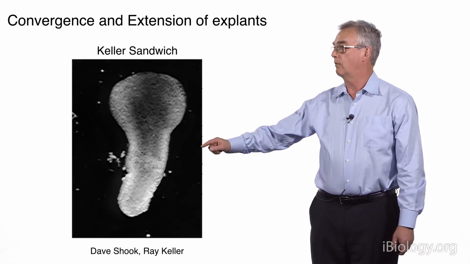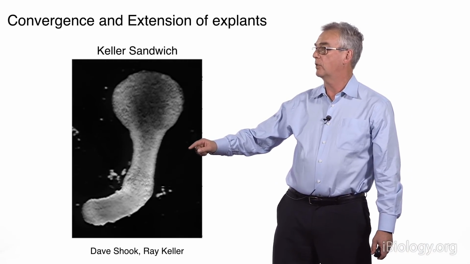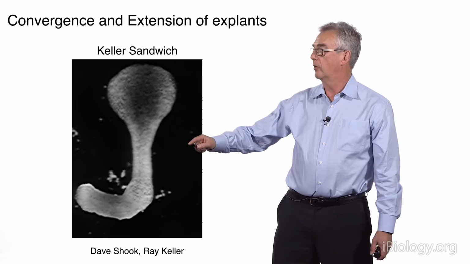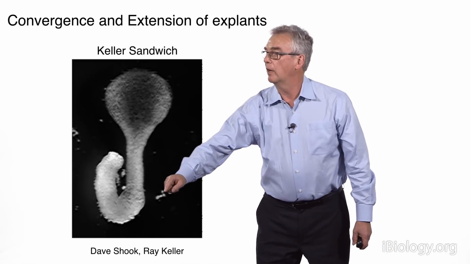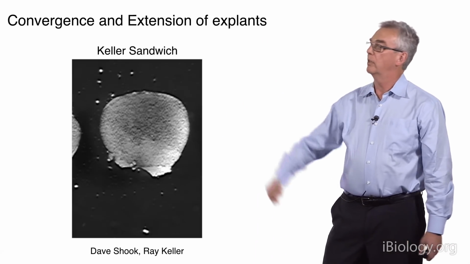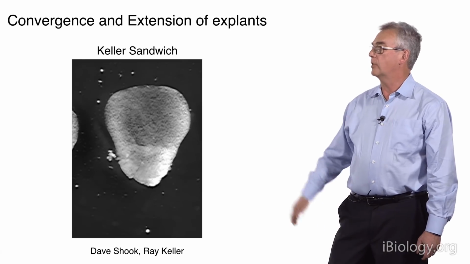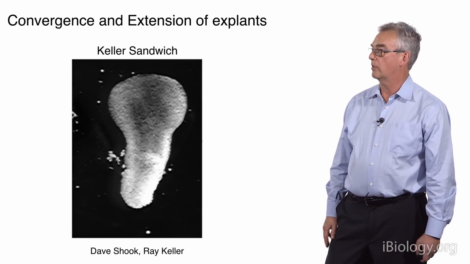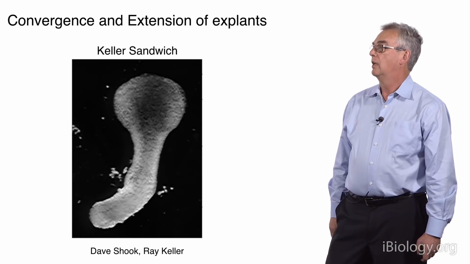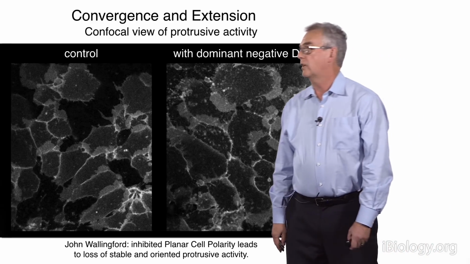Now, in this case, we keep it flat underneath pressure from a cover slip, whereas in the normal embryo, all of this stuff down here would have crawled underneath and up the inside. But this illustrates the autonomous behavior of these cells in this macroscopic view. Let's go to the confocal view now.